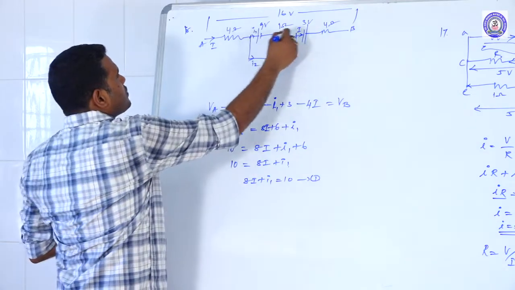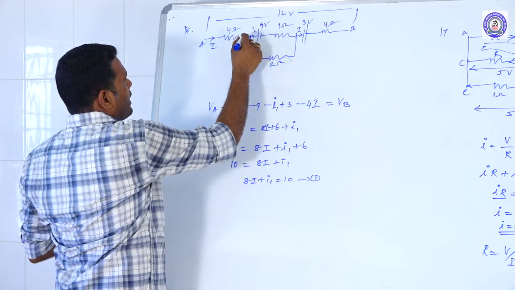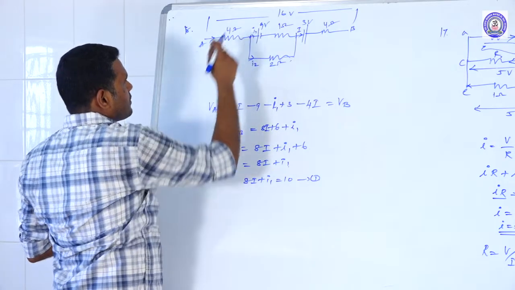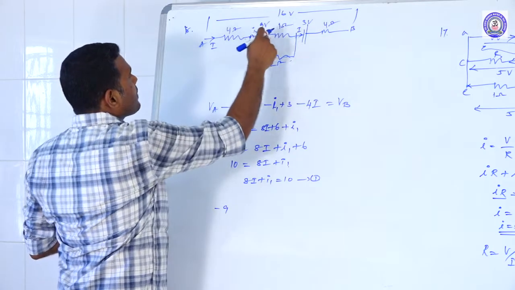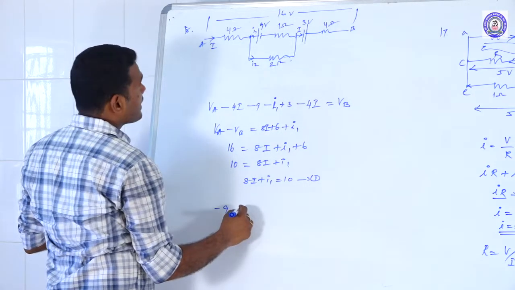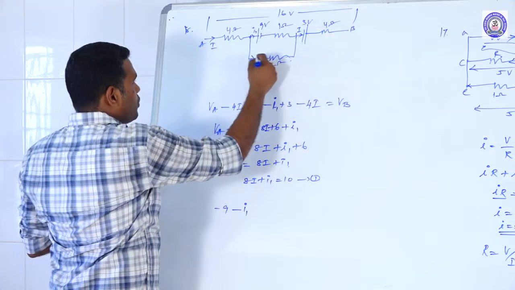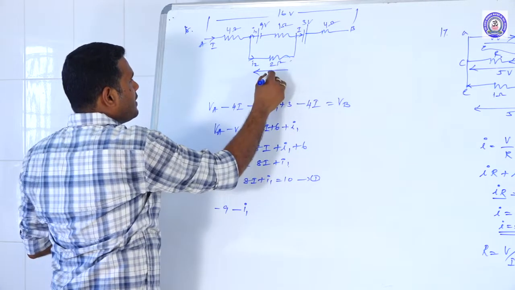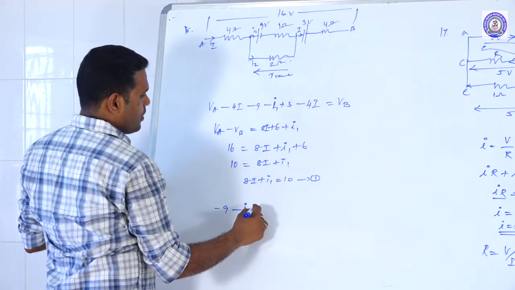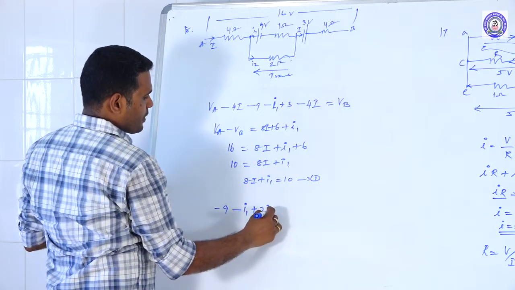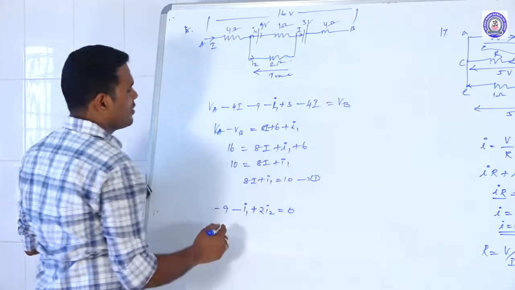Now, I am taking this closed path alone. I am starting from this particular point. So, high potential to low potential, minus 9. Then, current into resistance. When taken as a product, I will get minus I1. And as I move along this direction, the direction of travel is opposite to the direction of current. So, positive plus 2I2. This is equal to 0. The total potential is equal to 0.